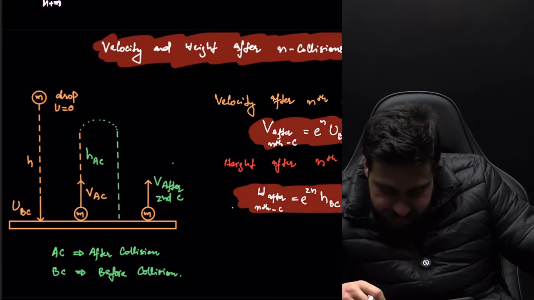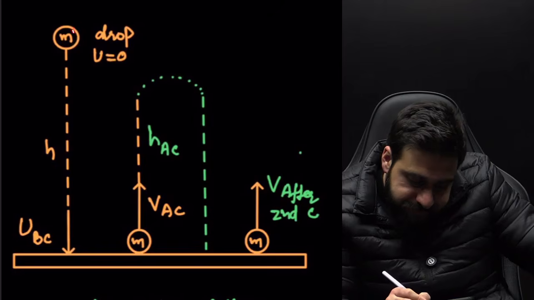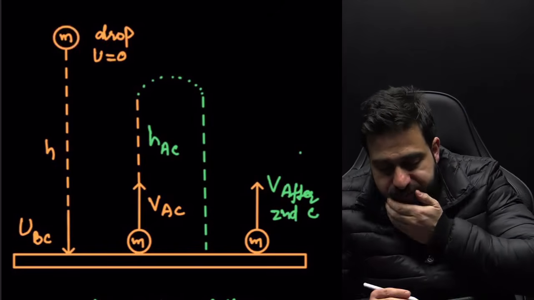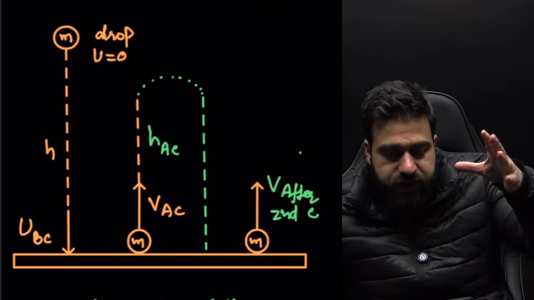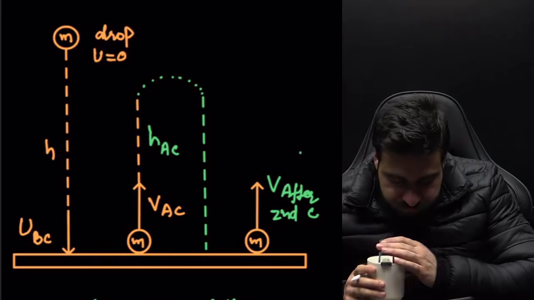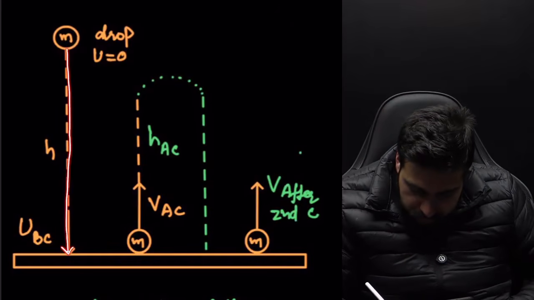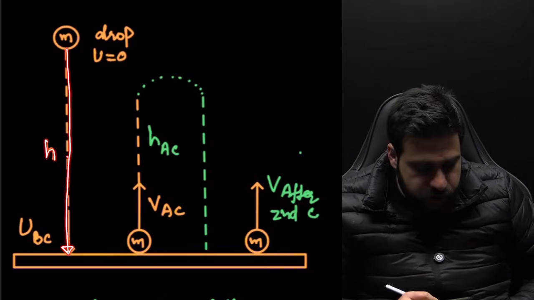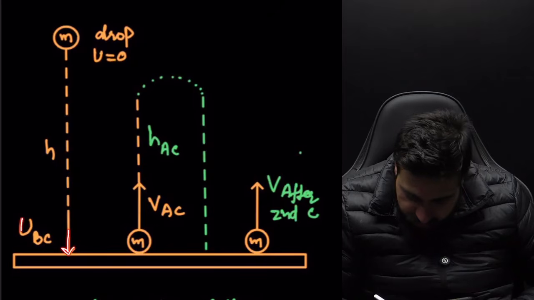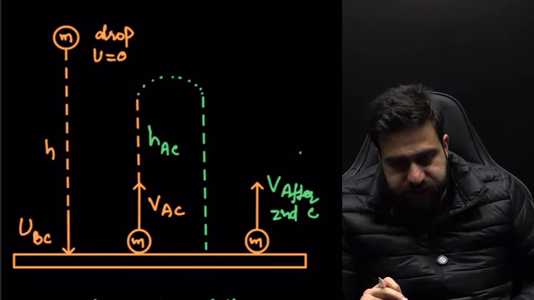Absolutely. Take a look. You have an object, and it is dropped. You have dropped the object from a certain height. Initial velocity is 0. Whenever you release an object, its initial velocity is 0. Now, my dear NEET aspirants, it will fall by a height of h. This is the velocity with which it strikes the ground. Velocity before collision.